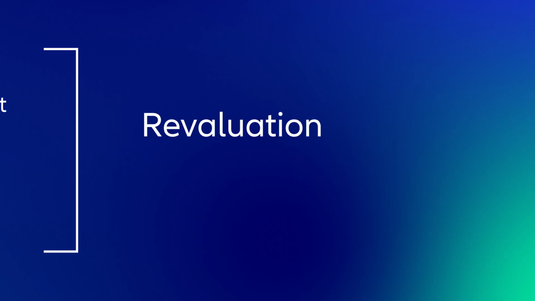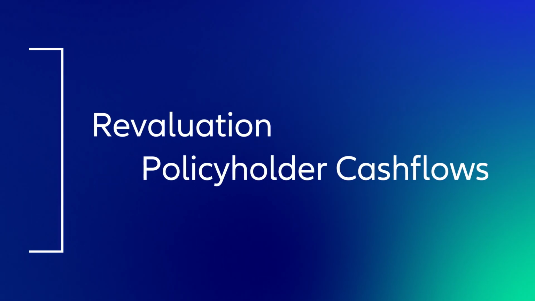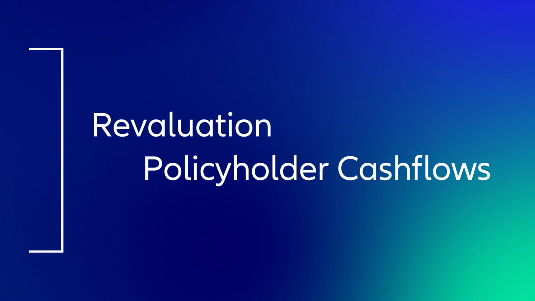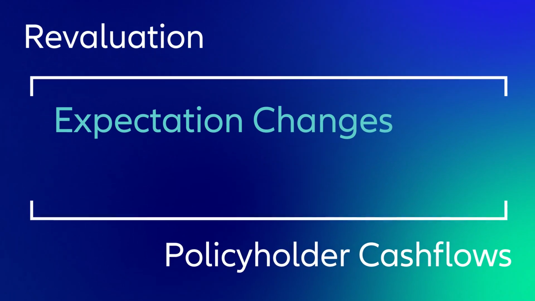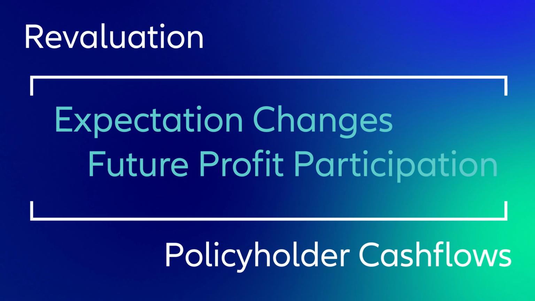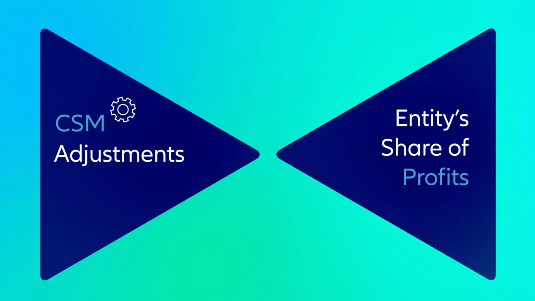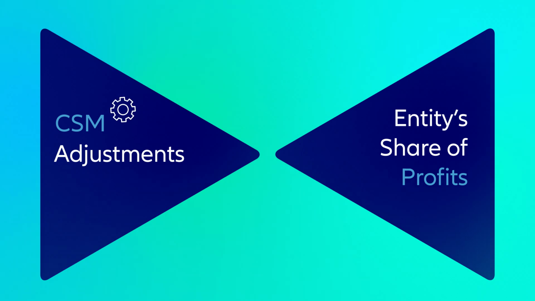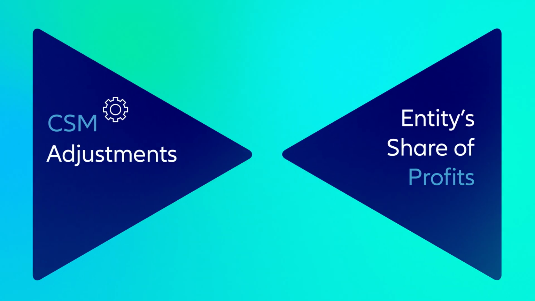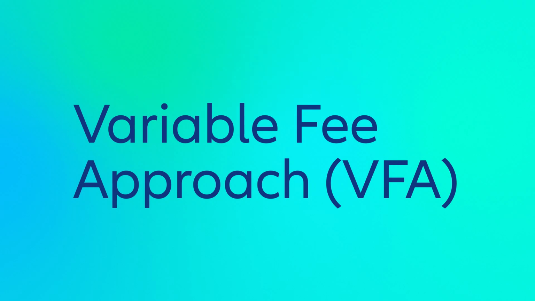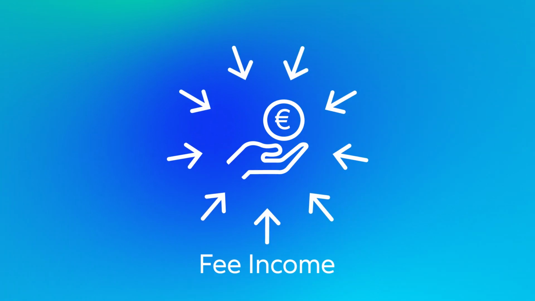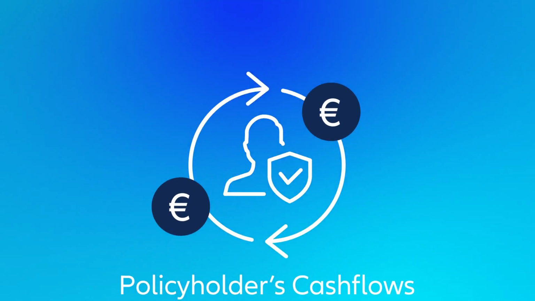In these cases, the revaluation of the policyholder cash flows also includes revaluation due to changes in the expectations for future profit participation. Adjustments to the CSM reflect the revaluation of the entity's share of the profits from underlying items. This is called the variable fee approach, VFA for short. The name refers to the fact that the service margin essentially represents the fee income that a company earns after considering the policyholder's cash flows.